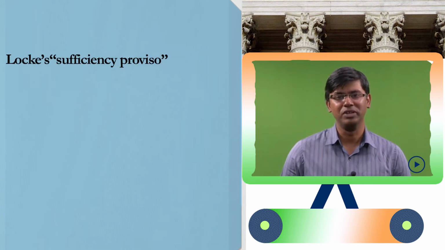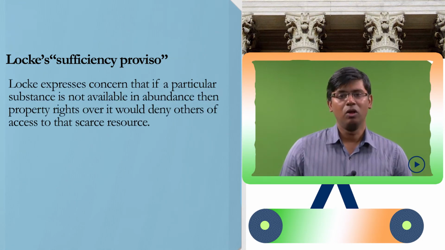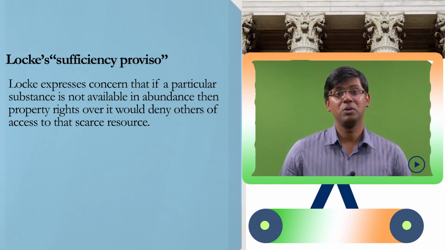But Locke also brings in a certain proviso to this, saying that we need to look at certain conditions. What exactly is that condition? He calls it a sufficiency proviso. According to Locke, property rights can be allowed only if it does not deny others resources existing in nature. If there are enough resources available in nature, then property rights can be claimed over resources when a person exerts labor over it. Locke expresses concern that if a particular substance is not available in abundance, then property rights over it would deny others access to that scarce resource.